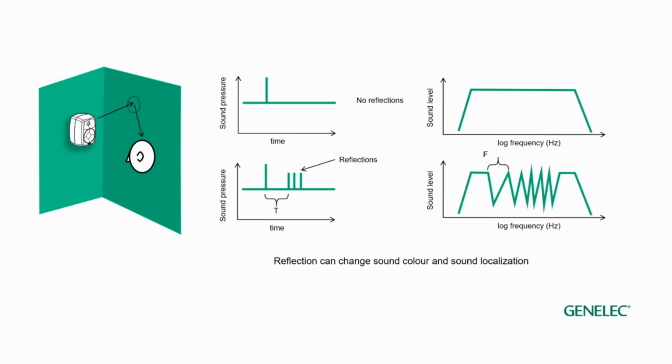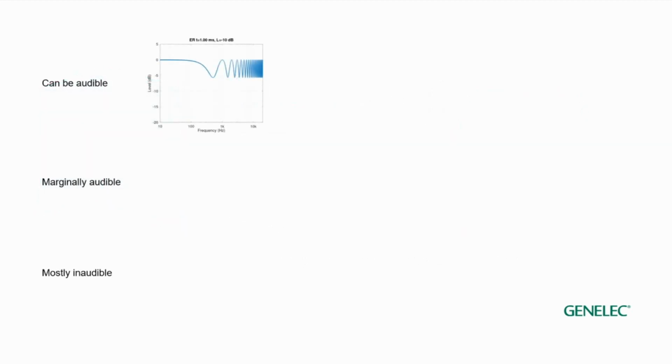Timing and level of the early reflections relative to the direct audio will determine how the frequency response, how the sound color changes. In this example here, we have a model with direct sound and only one reflection. The early reflection that we have here can move in level and time. The early reflection causes level variation. This is called comb filtering.